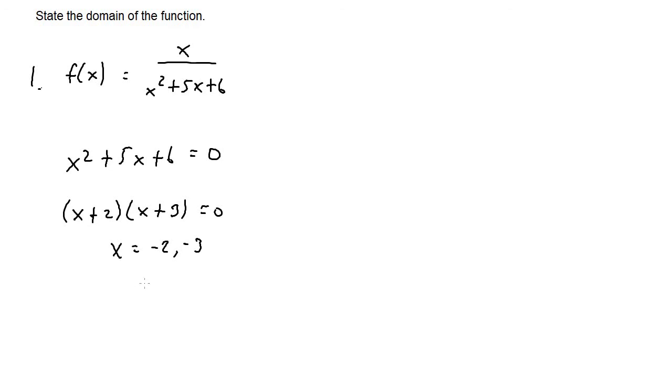So now, given where the function does not exist, we can go ahead and state the domain. You can write this in interval notation, you can write this in set notation. I'll write it in both notations. So let's first start with interval notation. The function exists everywhere except for negative 2 and negative 3. So we can write it as negative infinity to negative 3, union negative 3 to negative 2, union, and then finally negative 2 to infinity. So that's how you can write it in interval notation.